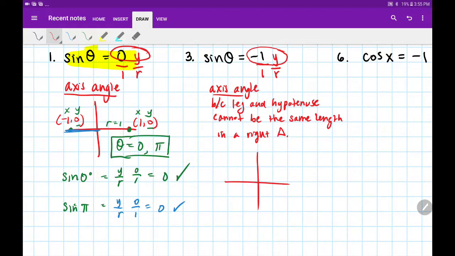Now, we need to identify where y is equal to -1. So think about your x and y axes. Where is y equal to -1? Well, y would be -1 down here.